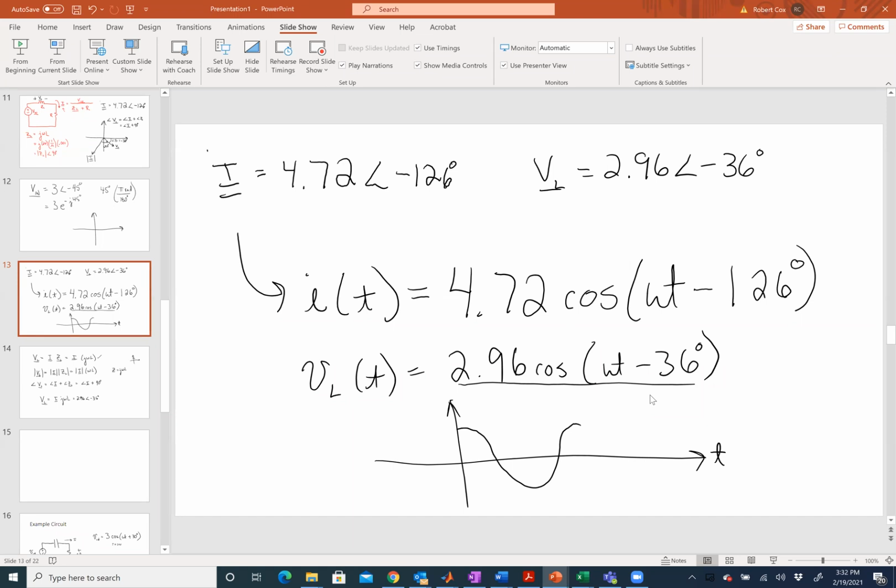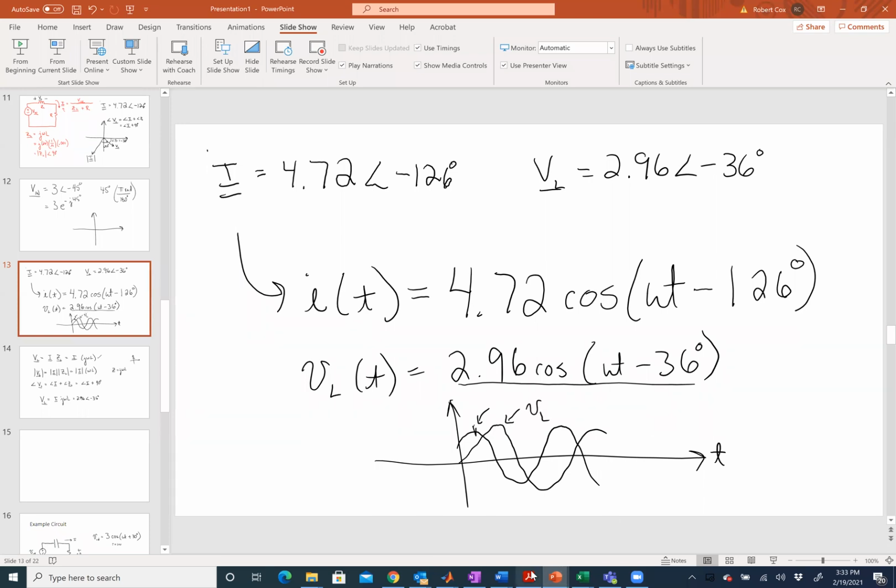Where would the peak of 2.96 cosine omega t minus 36 be? What angle? Negative 36. So what do I have to do to cosine to get it to be cosine omega t minus 36? Which direction do I pull cosine? To the right. So it would be probably something like this. Its peak's going to be over here. Where would the peak of 4.72 cosine omega t minus 126 be? It'd be a lot further to the right, something like that. So this would be my I, and this would be my V sub L.